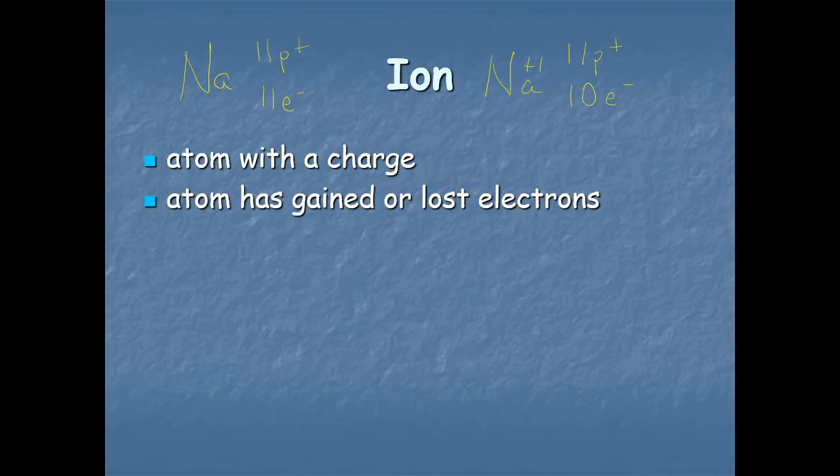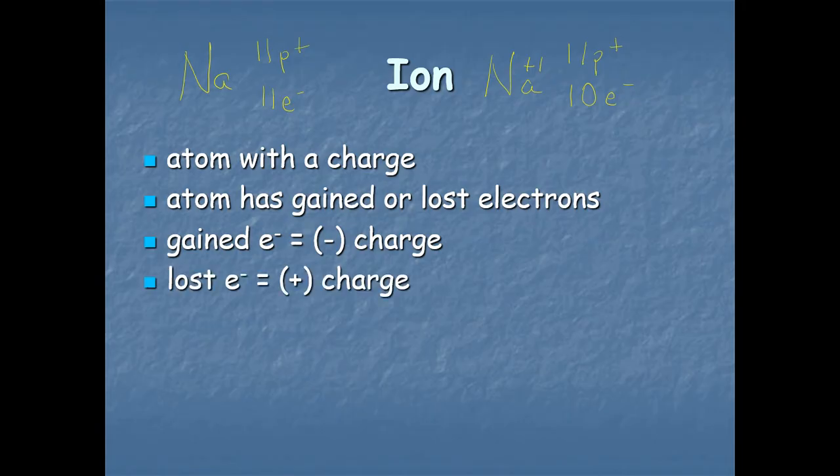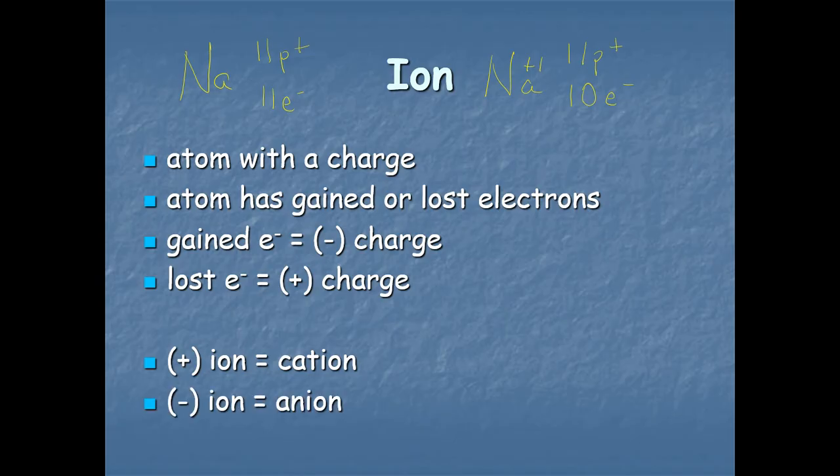So the charge of the atom is indicative of the relative numbers of protons and electrons. To help you remember the charge: if you gain electrons, the thing becomes negatively charged based on how many electrons you gain. If you lose electrons, it's going to become positively charged based on the number of electrons you lost. The terminology for the ions is: if it's a positive ion, one that has lost electrons, that's called a cation, and the negative version is called an anion.